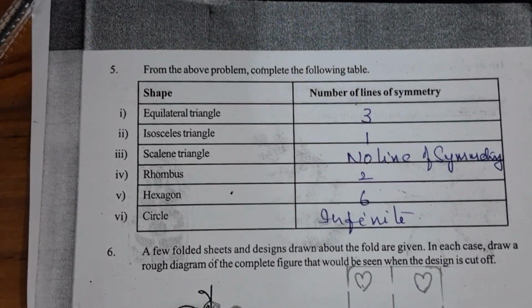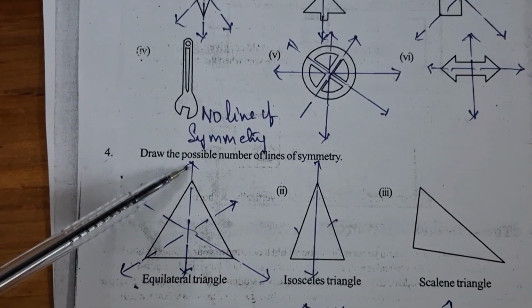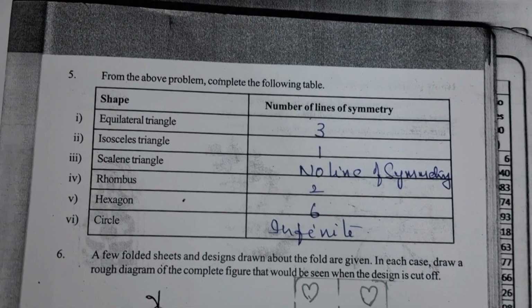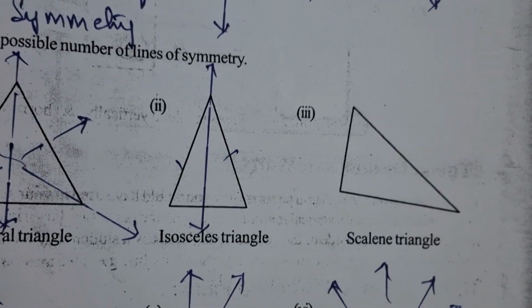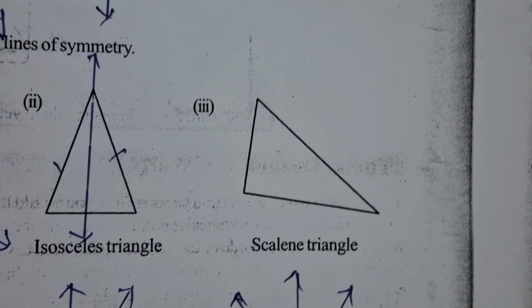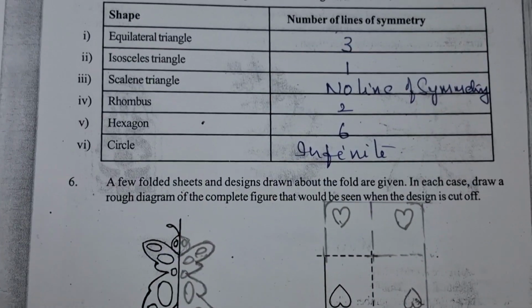Equilateral triangle. How many number of lines of symmetry? See here, how many are there? This is 1, 2, 3 are there. So equilateral triangle, I have written three lines of symmetry. Isosceles triangle. This is isosceles triangle. It has only one line of symmetry. Next, scalene triangle. See, children, this is scalene triangle. No lines of symmetry are there for scalene triangle. So that is what I have written.